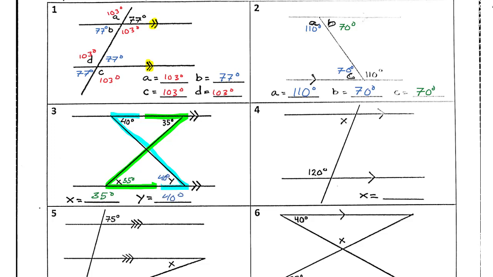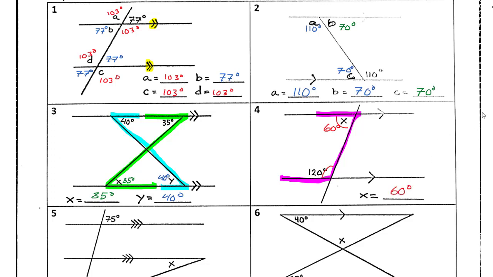All right. Next one, the fastest way to just do this in one step would be the C rule. You could use the F rule or the Z rule, all kinds of stuff, but look, it's a C, right? Inside the C, they're not the same. They add and make 180. So this must be 60, because 60 plus 120 makes 180.